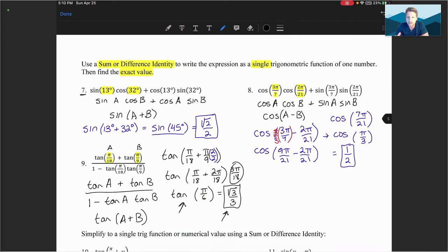So again, you don't have to memorize those sum and difference identities, but just be able to recognize when you have them. So in our next example, or the next video, we'll take a look at some more sum and difference identities.